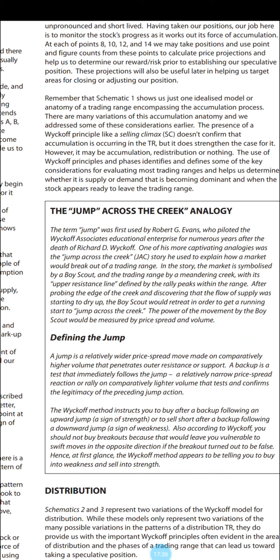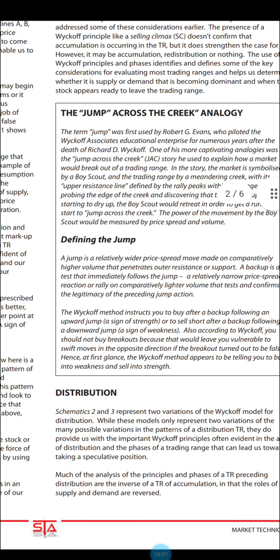In the story, the market is symbolized by a Boy Scout and the trading range by a meandering creek with its upper resistance line defined by the rally peaks within the range. After probing the edge of the creek and discovering that the flow of supply was starting to dry up, the Boy Scout would retreat in order to get a running start to jump across the creek. The power of the movement by the Boy Scout would be measured by price, spread, and volume. That's fascinating.